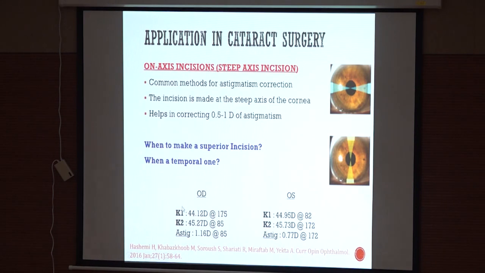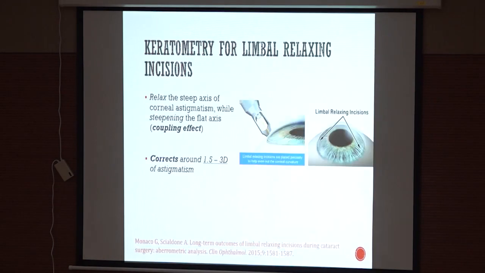So here the patient in the right eye has a steeper axis along the 85 degrees. So that would mean the vertical axis is steeper, so here we would prefer taking a superior incision. While in the left eye you see the steeper axis is along 172 degrees of axis, and that would mean the horizontal axis is steeper, and here we would prefer doing a temporal incision for cataract surgery.